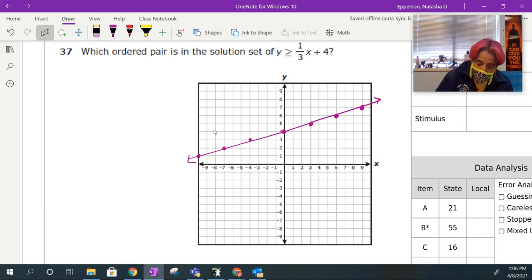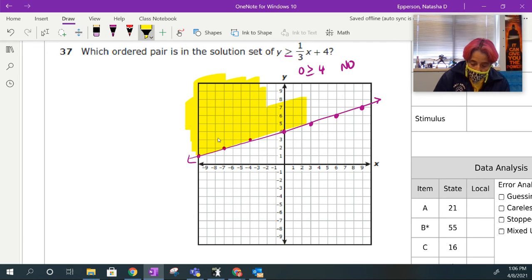I know it's a solid line because I have this little bar underneath my inequality symbol. And 0 is greater than or equal to 4. That's false. 0 is not greater than or equal to 4. So that means we're shading above. We want to shade the side of the graph that does not contain 0, 0.